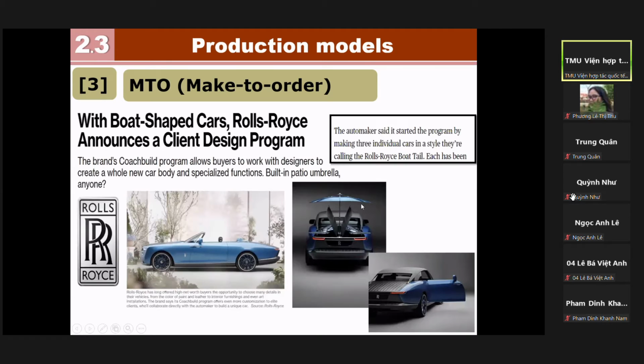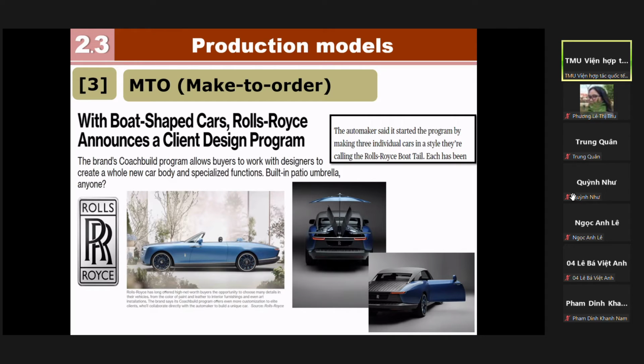In addition to the example of the flower shop, here is another example from real life where they apply the MTO model. This is a Rolls Royce. Okay, you know about that brand name, right? This is a brand name of luxury cars, right?